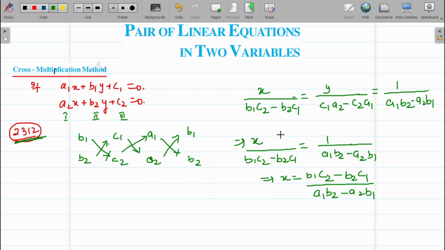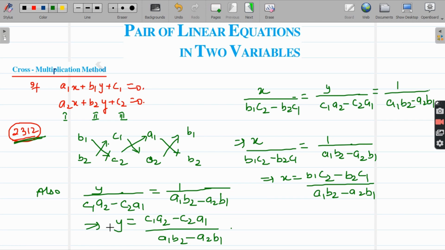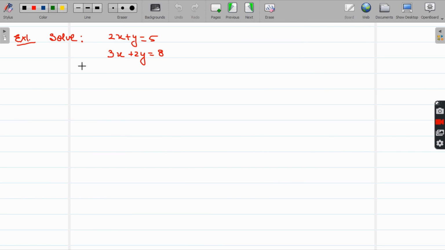And similarly from here we'll also have y upon c1 a2 minus c2 a1 is equal to 1 upon a1 b2 minus a2 b1. So ultimately by cross multiplication we get y is equal to c1 a2 minus c2 a1 upon a1 b2 minus a2 b1. Going further, I have one question we can solve with the cross multiplication method.